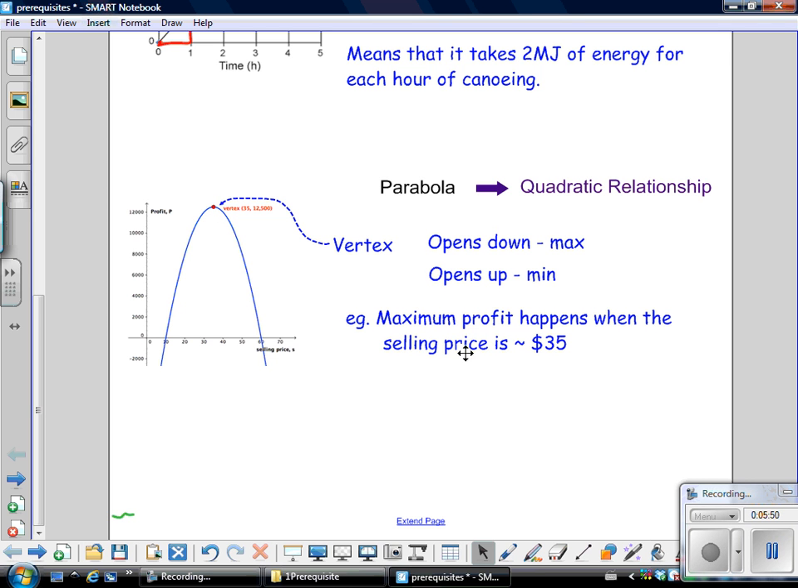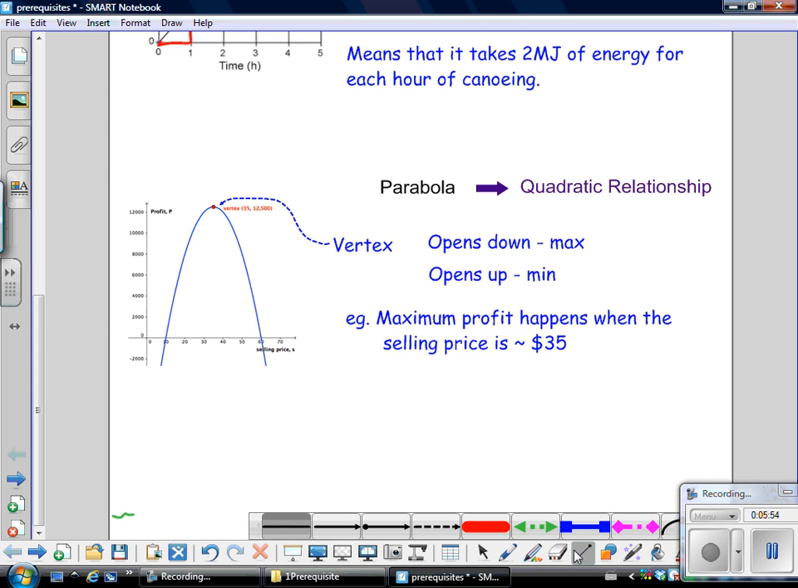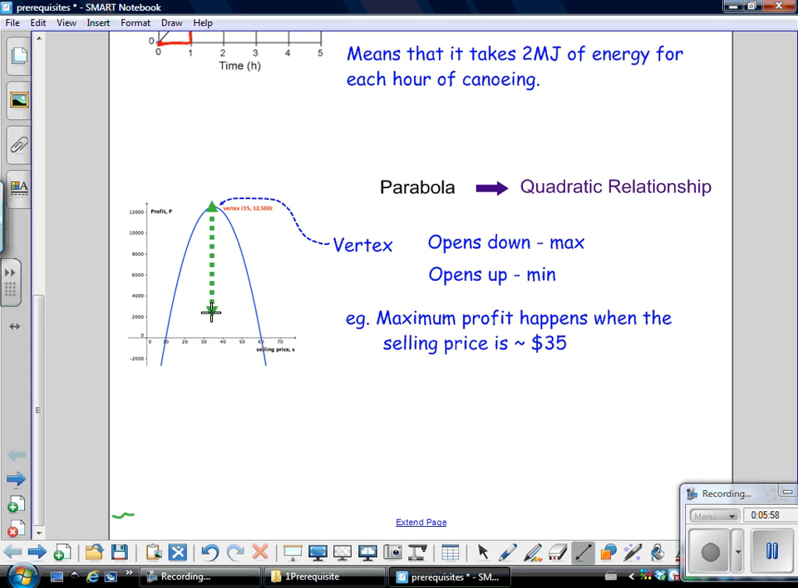And it happens when the selling price is approximately 35. So if I actually dropped down from that straight down, you can see that it's approximately 35. It's between 30 and 40. Okay, now the maximum profit is $12,000, and it happens when the selling price is 35.